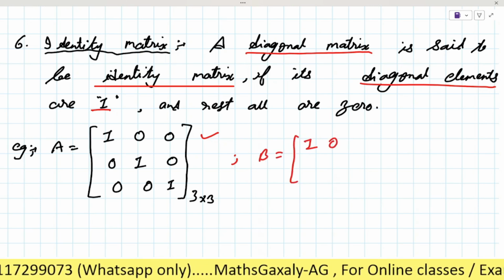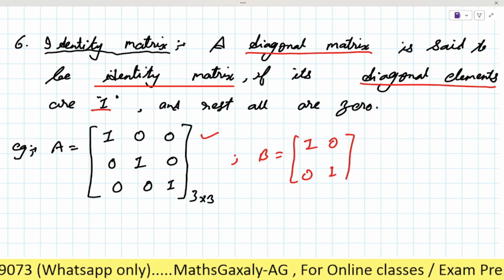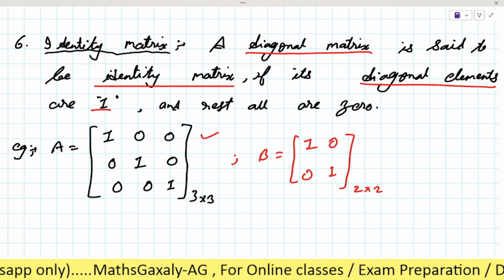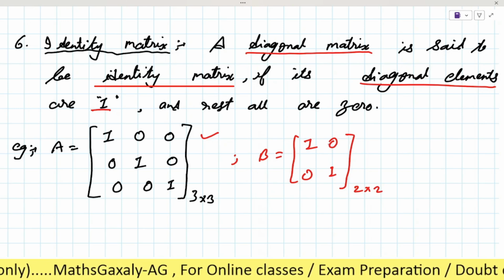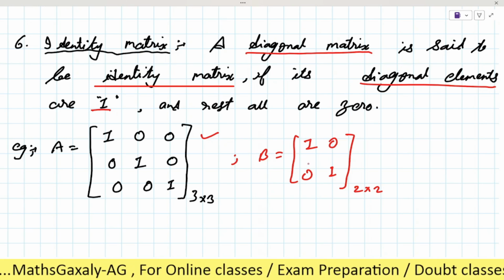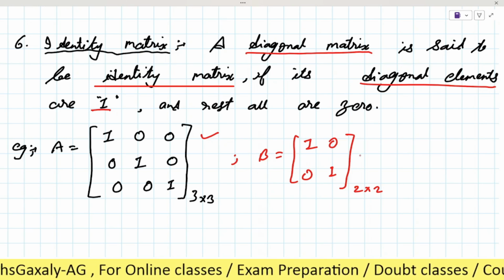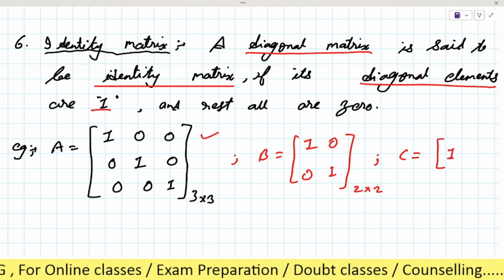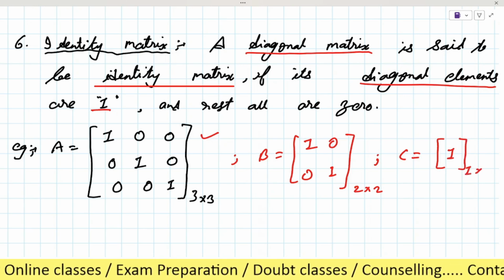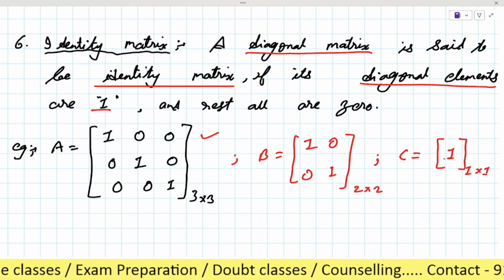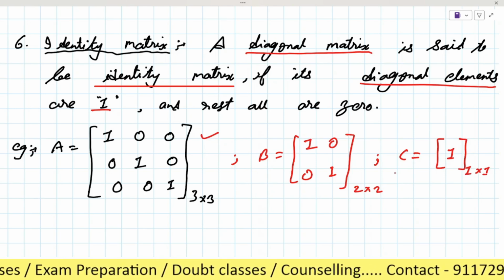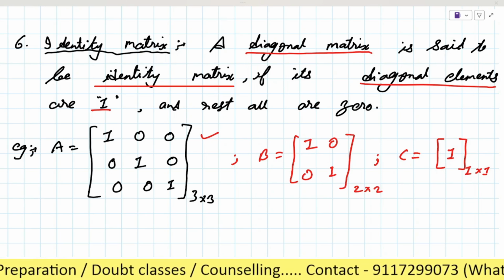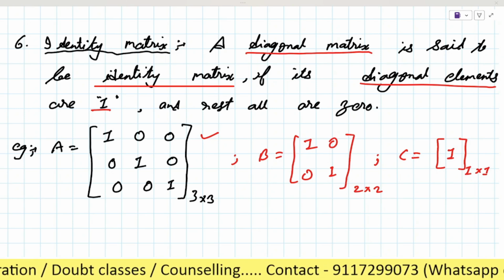Now let's see another example. 1 0, 0 1. It is a matrix of 2 by 2, which is a square matrix as well as a diagonal matrix as well as a scalar matrix. And as you can see, the diagonal elements are 1, so that's why it is also known as an identity matrix. One more, a matrix whose element is only 1. It is a matrix of 1 by 1, so it will also be an identity matrix. Is it clear? First note it down, then we will continue with the zero matrix, the last type of matrix.